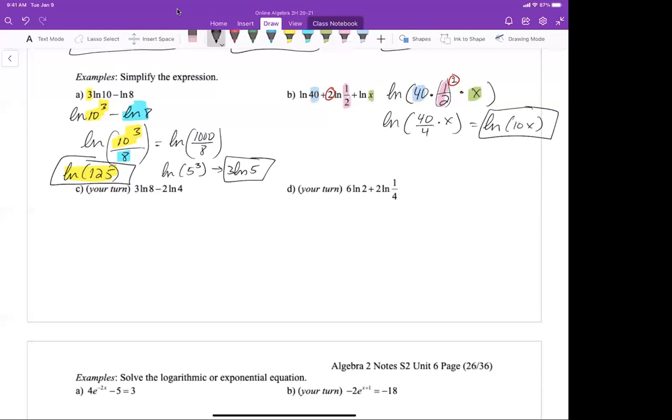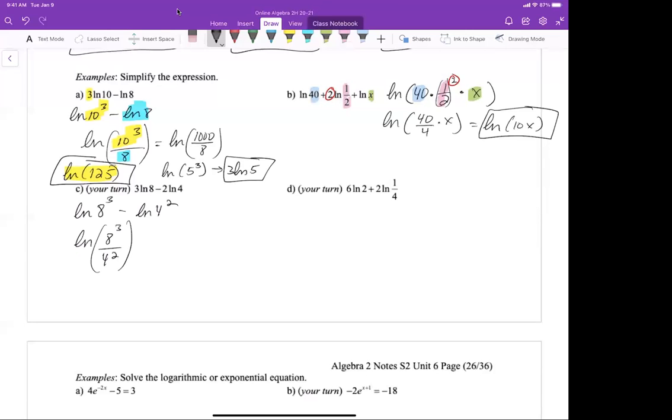All right, welcome back. So we have 3 times the natural log of 8 minus 2 times the natural log of 4. I can combine those. First, I'll do it in steps. ln of 8 cubed minus ln of 4 squared. And then I'm going to combine them because I have subtraction, so I can use division. So I have ln of 8 cubed divided by 4 squared. That's all my input to my log.